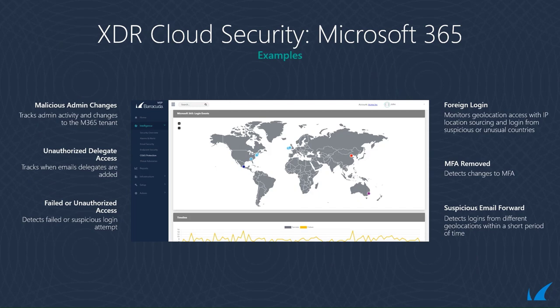One of the more popular XDR cloud security integrations is Microsoft 365. We pull in tenant information using Microsoft's API. That data feeds into our 24/7 365 Security Operations Center to identify threat-like behavior.